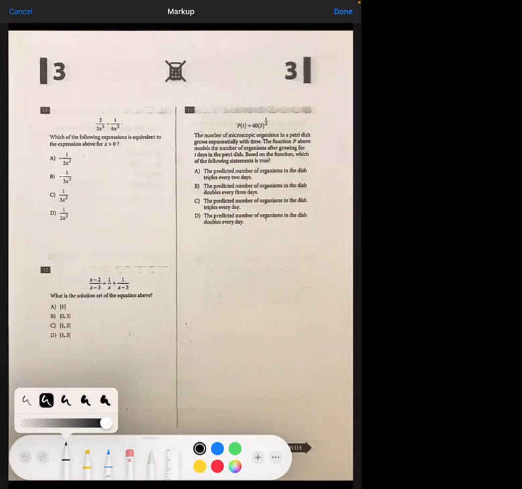For number 10, the answer choice was D. I will post the answers to all the questions after on Google Classroom.